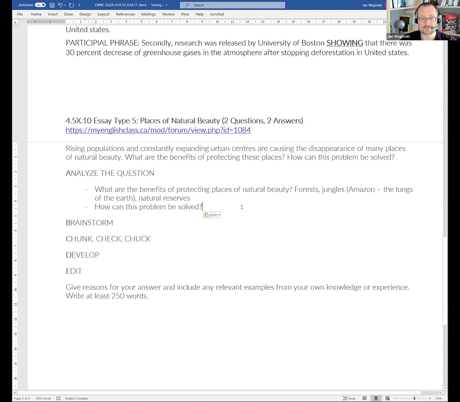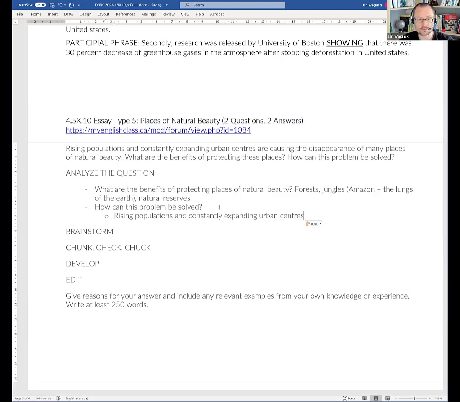And the second part is, how can this problem be solved? But they're telling you what the cause of the problem is, right? So what are they saying is the cause? Rising population. And? Expanding urban centers. Yes. So that's what you have to talk about. You can't give another reason for their disappearance. Your solution has to deal with these causes of the problem. So unlike a causes and solutions essay, here they're just giving you the causes. They're saying, how would you solve these particular causes of the problem?